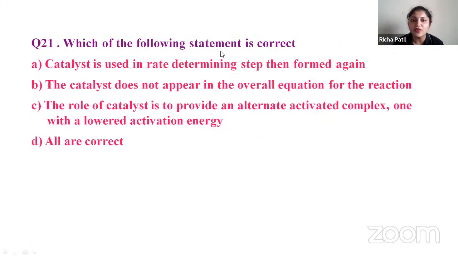Which of the following statements is correct? Just go through the statements and tell me which one is correct. Yes, all are correct, D. The catalyst is used in the rate determining step and formed again. The catalyst does not appear in the overall equation for the reaction. The role of the catalyst is to provide an alternate activated complex, one with lowered activation energy. So the answer is D, all the statements are correct.